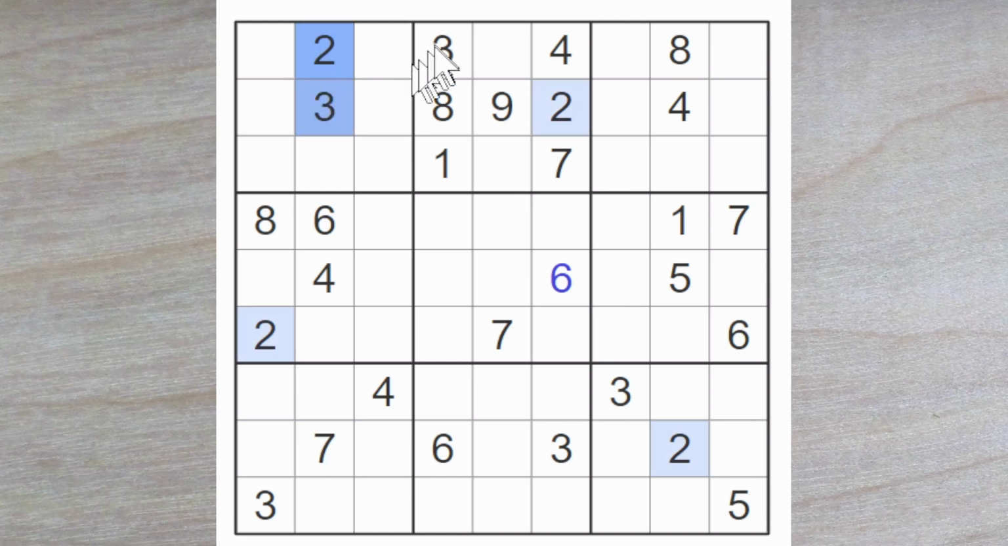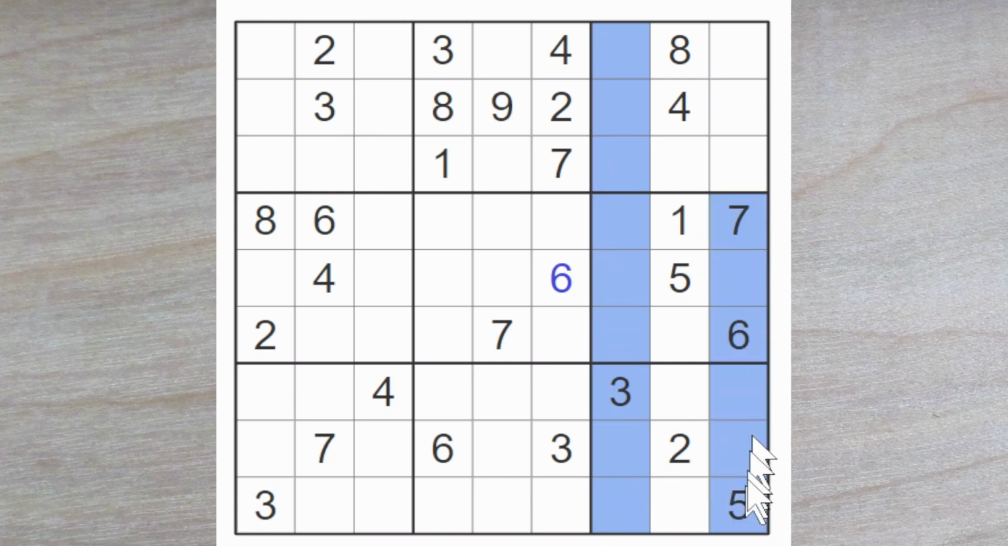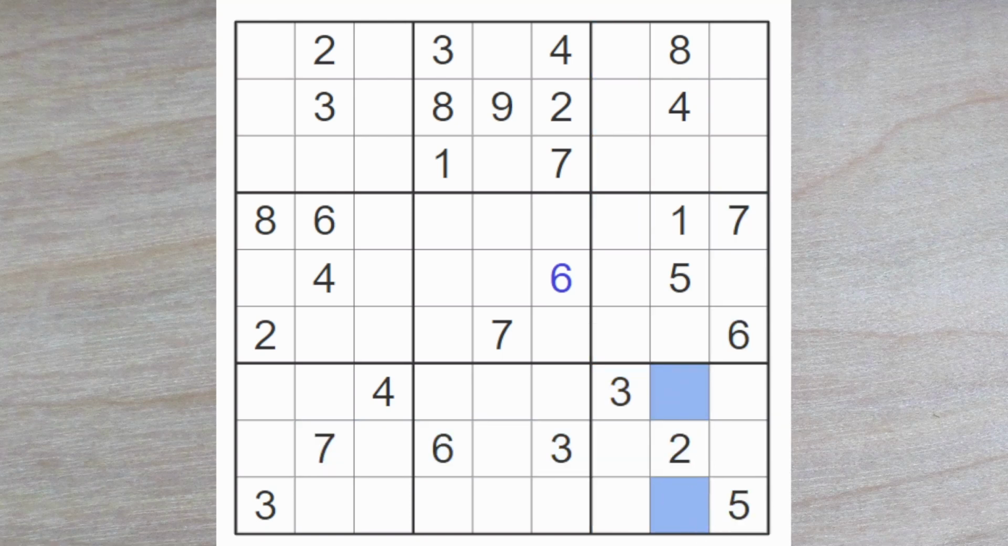A 2 and a 3 here, and a 2 and a 3 here. A 2 and a 3 must go in two of these three squares. There's a 7 blocking up here, one 7 blocking here. One of these is a 7 blocking all the way down. This 7 is blocking all the way down. This 7 is blocking here, so one of these is going to be a 7.